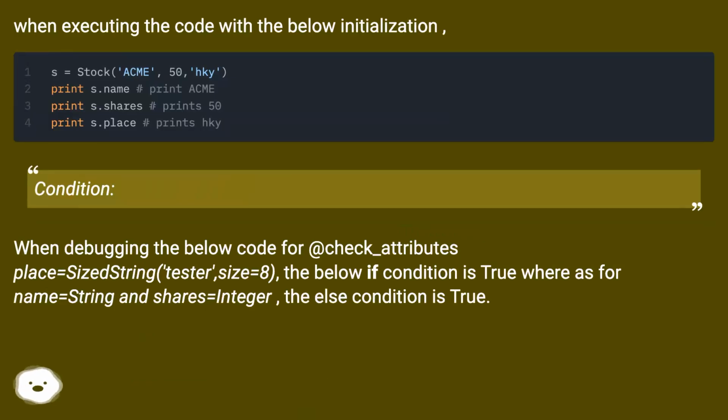When executing the code with the below initialization condition, when debugging the below code for @check_attributes, place is equal to SizedString, tester, size is equal to 8, the below if condition is true, whereas for name is equal to String and shares is equal to Integer, the else condition is true.